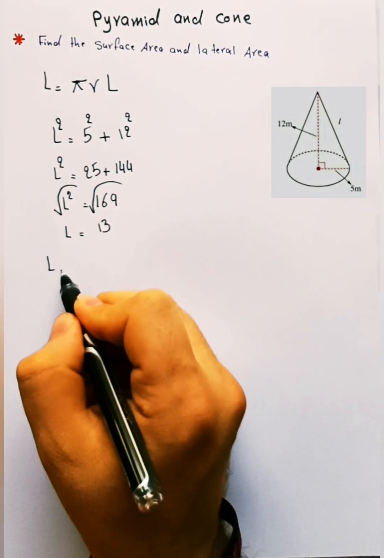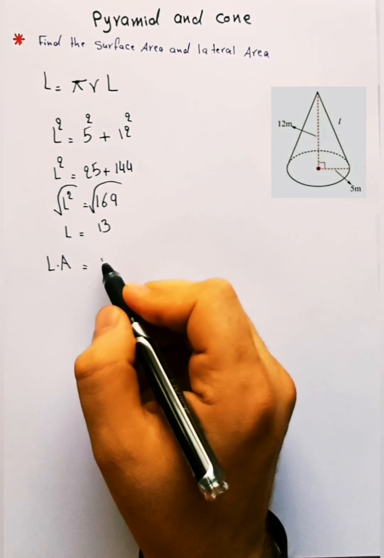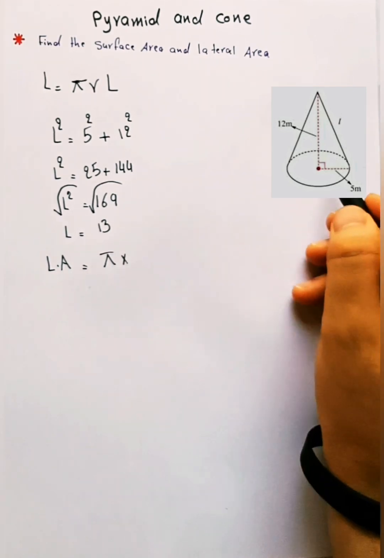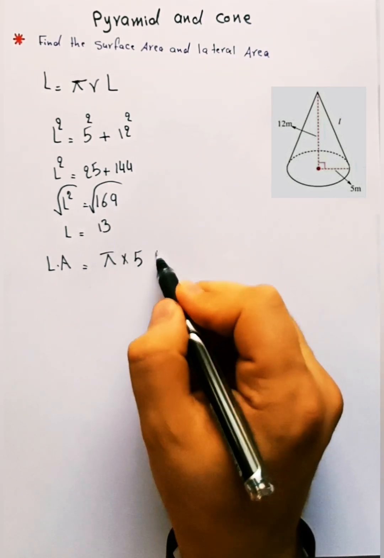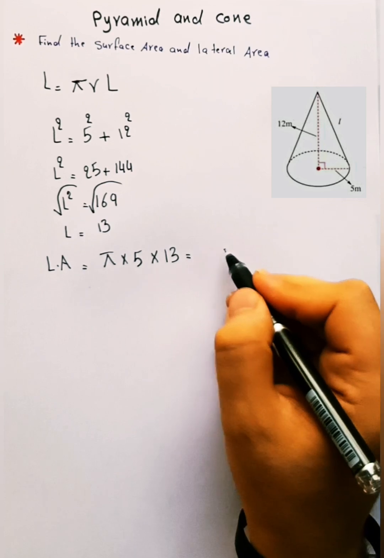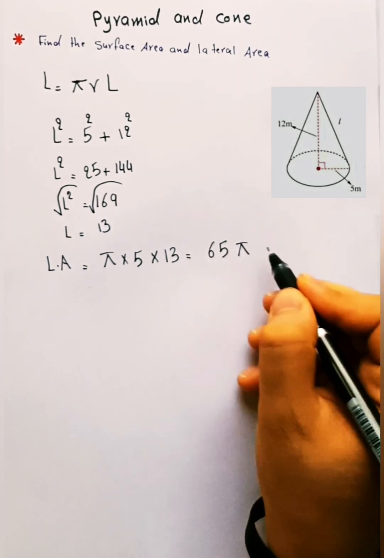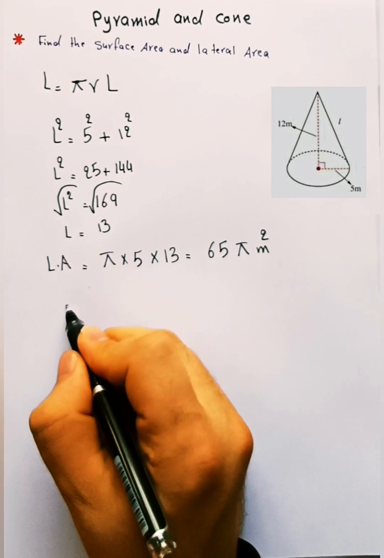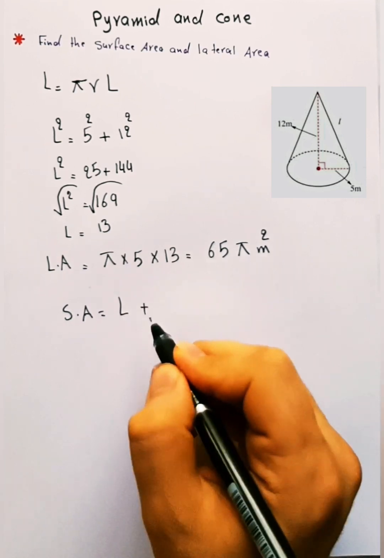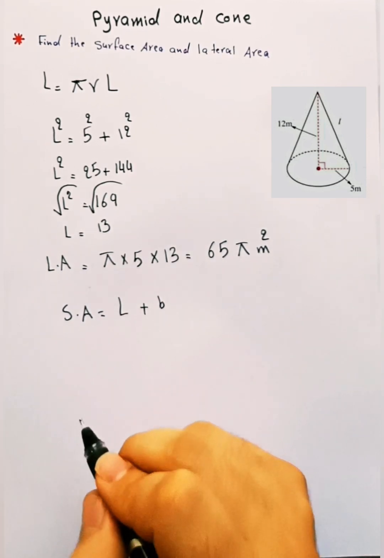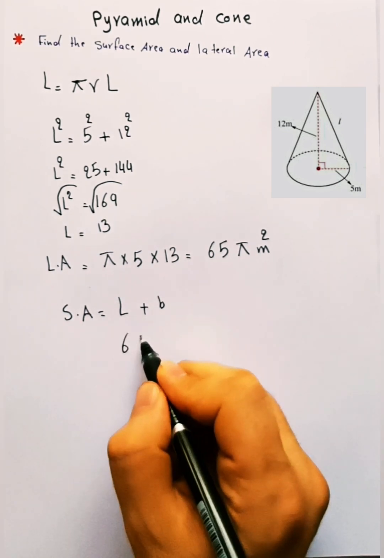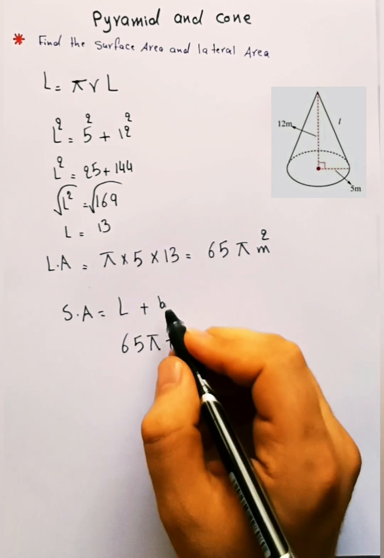After that, lateral area equal to pi multiplied by radius, which is 5, multiplied by L, which is 13. So the lateral area equal to 65 pi meter square. After that, the surface area equal to the lateral area plus the area of the base. So the lateral area is 65 pi plus area of the base.